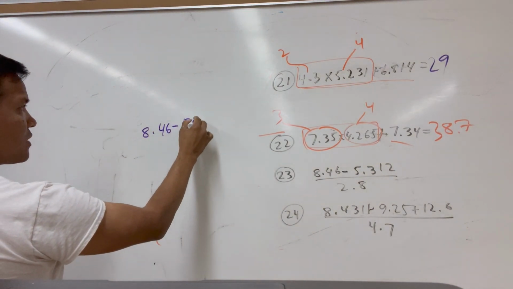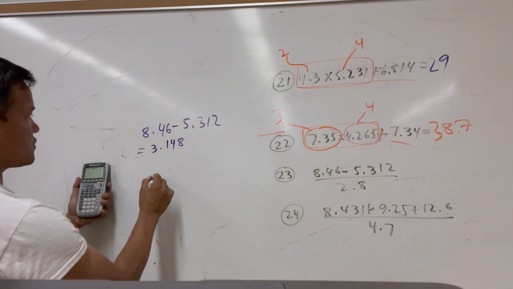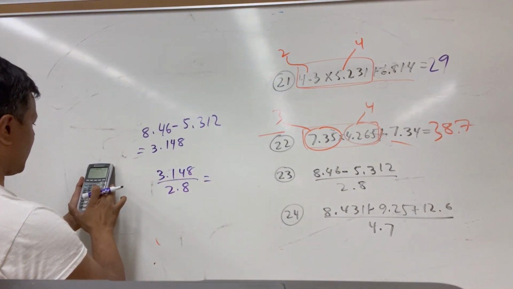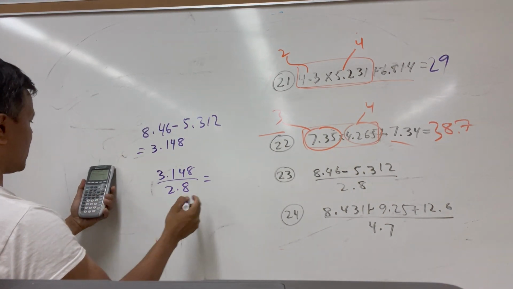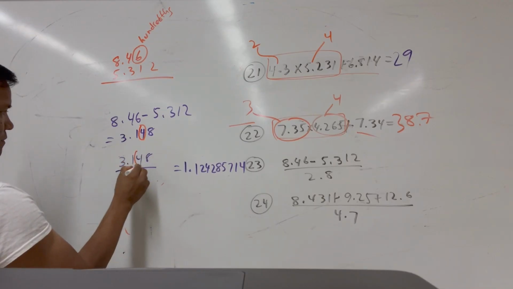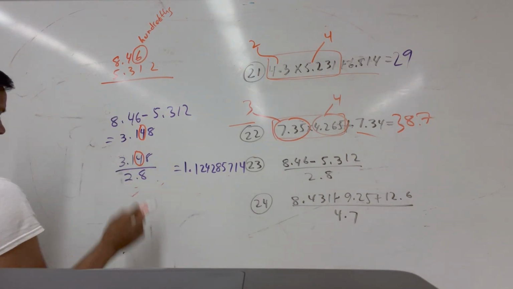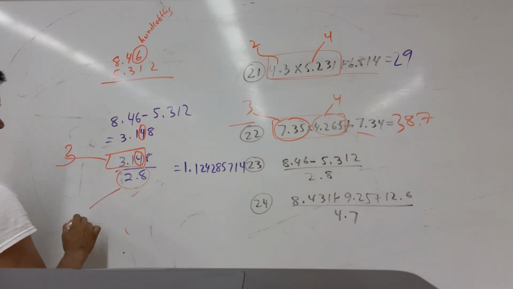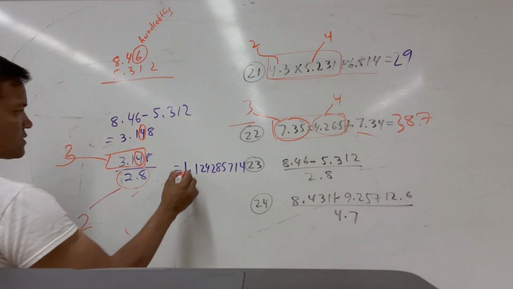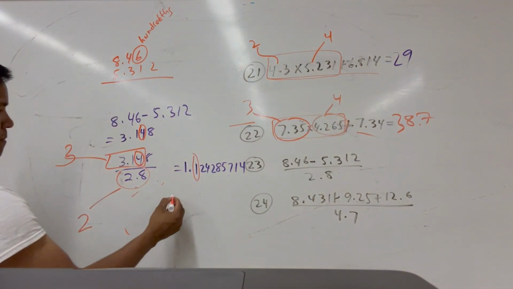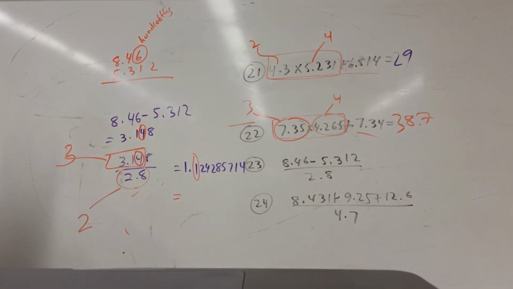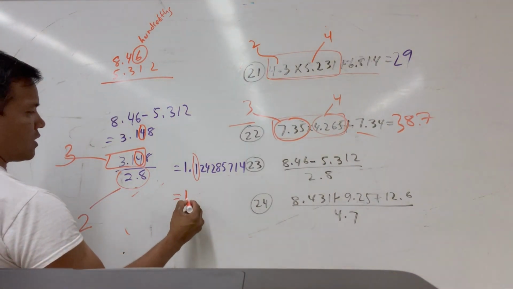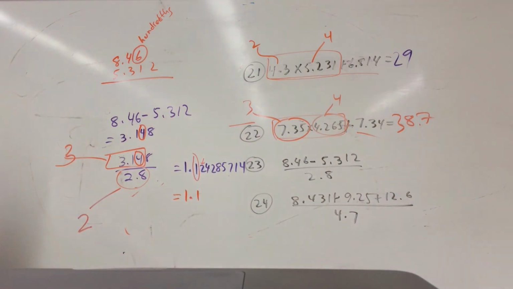6 minus 5.3 divided by 2.8, so 3.148 divided by 2.8, and that would be 1.1. What do we calculate? So how many sig fig over here? 3 sig fig. How many sig fig over here? 2 sig fig. So our final answer cannot have more than 2 sig fig, because this is multiplication or division. They apply same rule. So 1.1 is because 2 is less than 5. So 1.1.